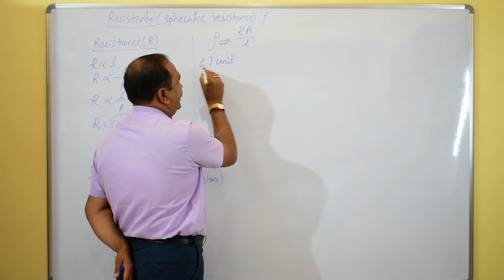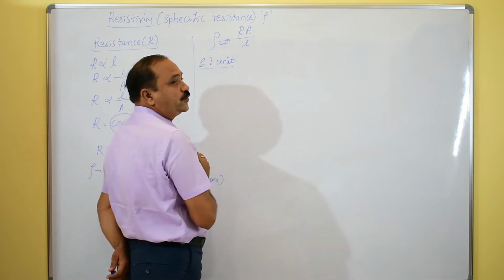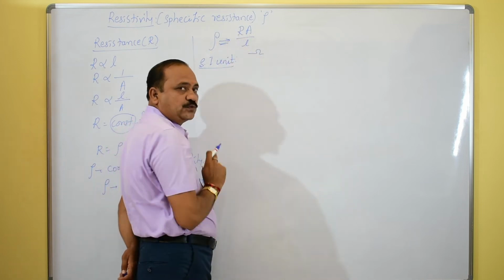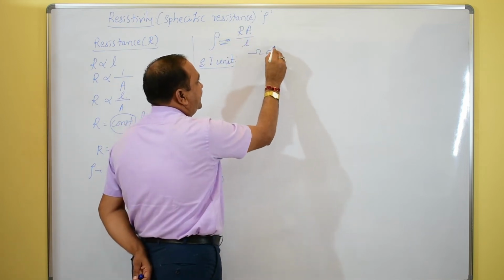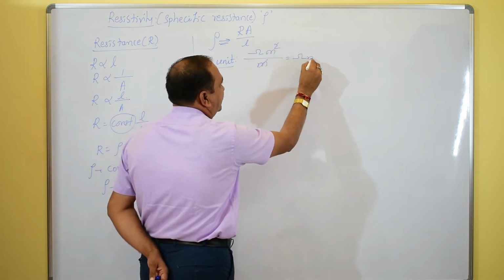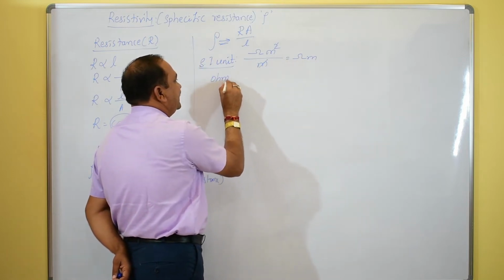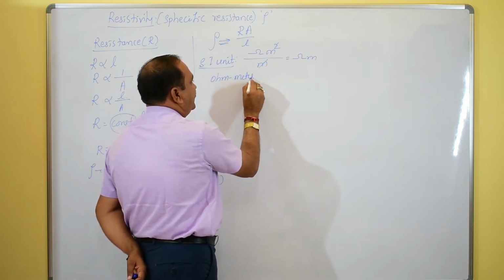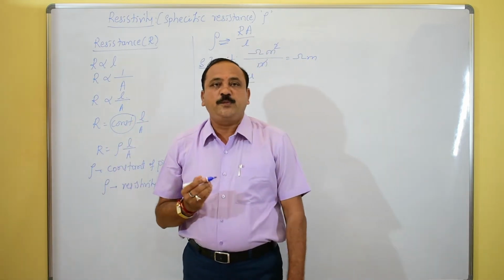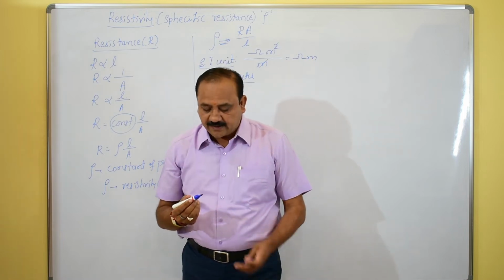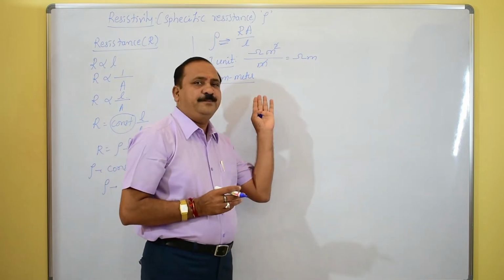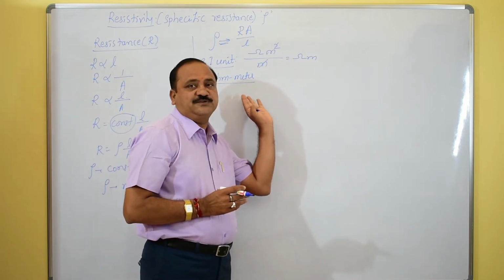What is the SI unit of this resistivity? The SI unit of resistance R is ohm, A is meter square, and L is meter, hence the unit is ohm meter. The SI unit is ohm meter. This is also a very important one. Many times it has been asked as a 1 mark question in board examinations.